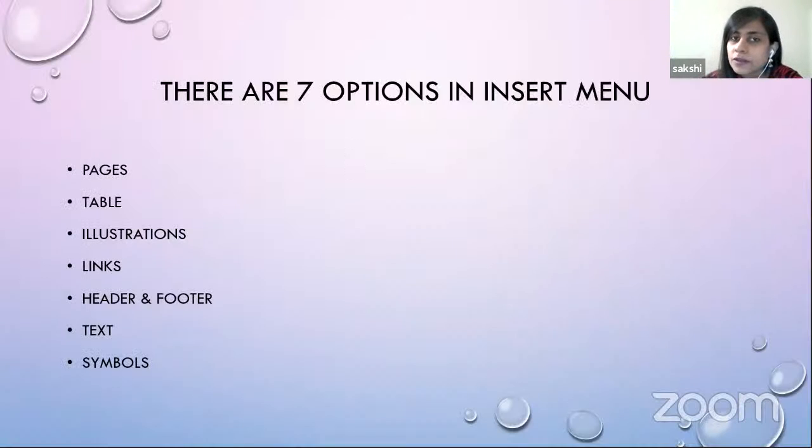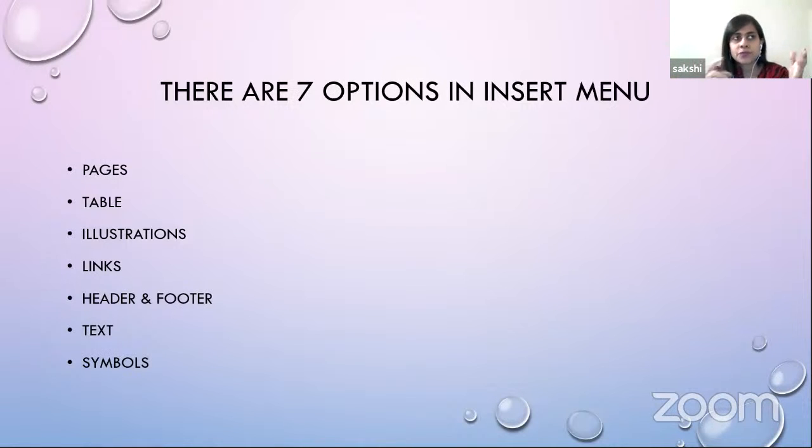So these are the 7 options in the insert menu. If we talk about the insert menu, it has 7 different sets of options: page, table, illustrations, link, header and footer, text, and symbols. Now, these names you're going to see at the bottom of the insert menu options.